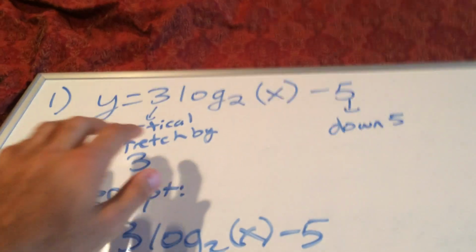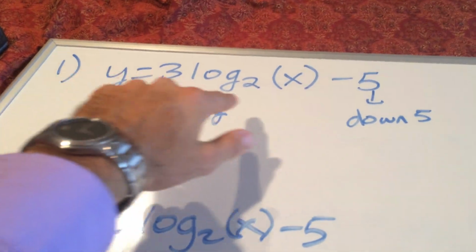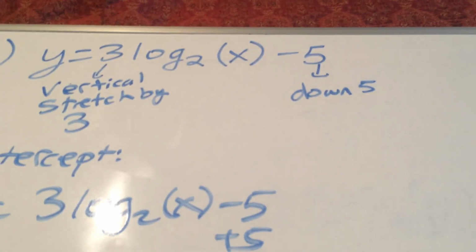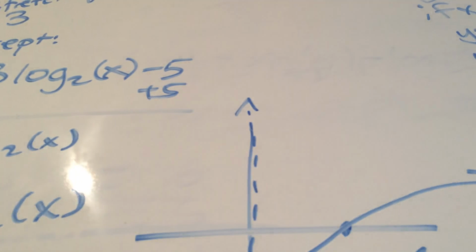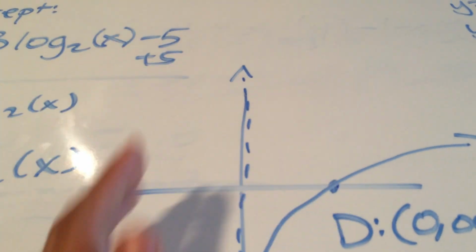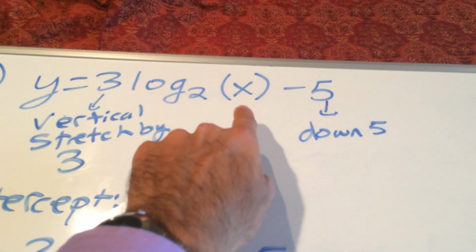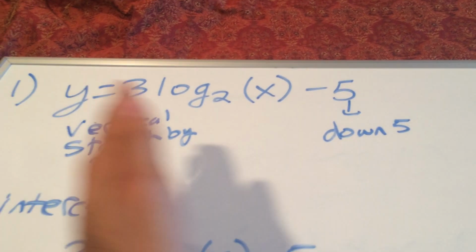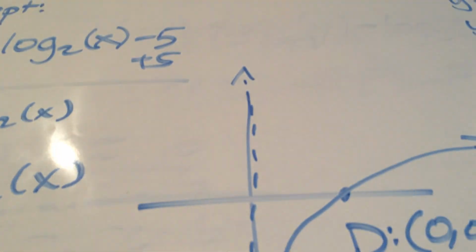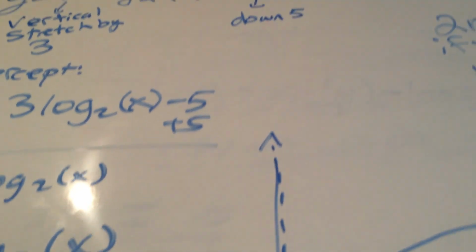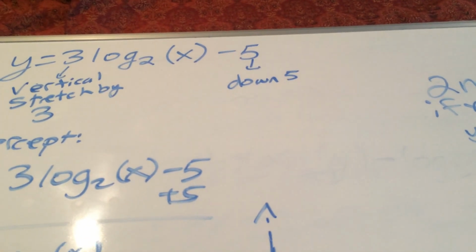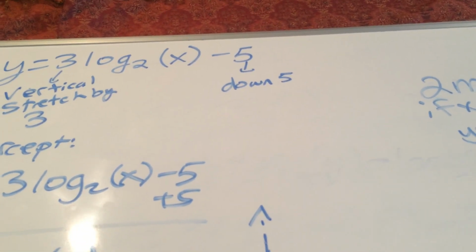I know that the parent function for this is log base 2 of x. Log base anything always has an asymptote at x equals 0. The parent functions always have an asymptote at x equals 0. Because there has been no shift left or right, the asymptote stays in the same spot, x equals 0. If there had been a shift, the asymptote would have shifted. If you want to see an example like that, look at number 6, which I've already done online on Friday.